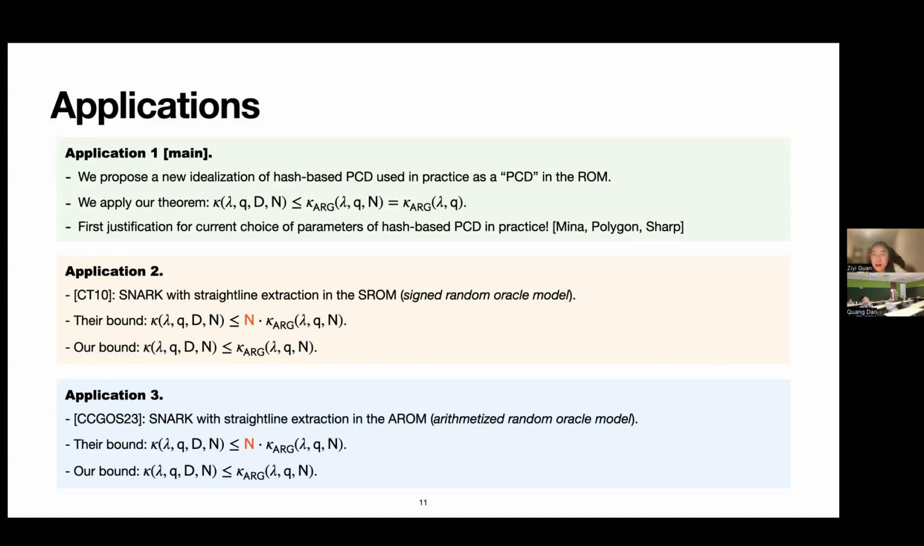Okay. And then explain your notation here. So when you write, say, kappa arc of lambda, q, and n, what does that mean?